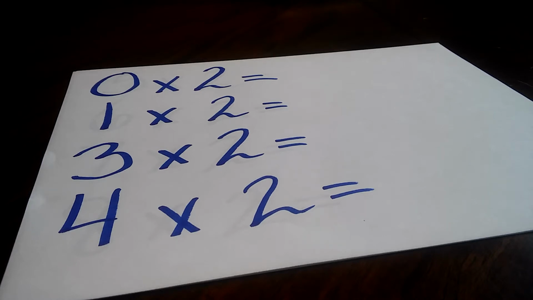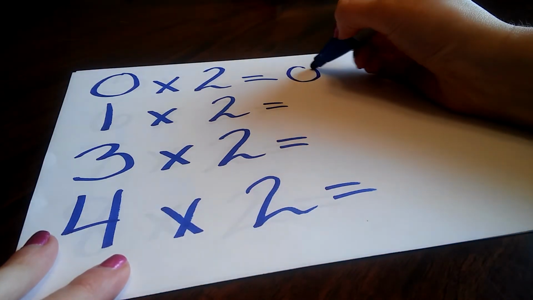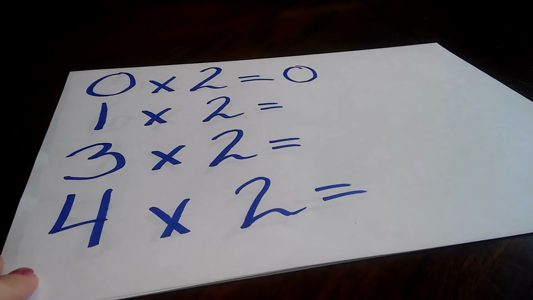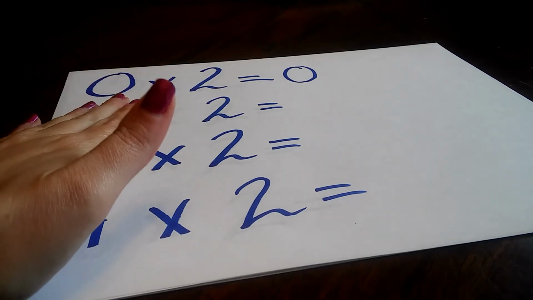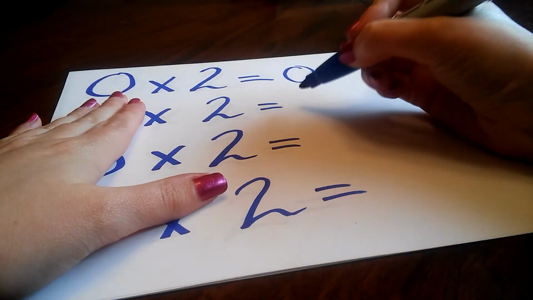Let's start at the very beginning. We have 0 times 2. We talked about when we first learned multiplication that anything times 0 is always 0, because all you're doing is saying 0 plus 0. So 0 times 2 is 0. 1 times 2, when you multiply by 1, the answer is always the other number. So you can just cover up the 1, and that's going to be your answer. So 1 times 2 is 2.